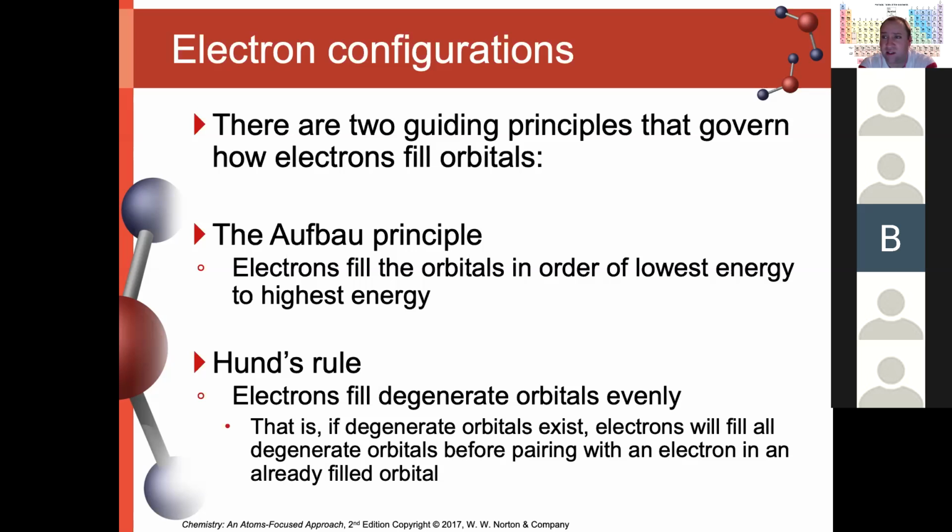But the idea is this: we fill up orbitals from lowest energy to highest energy. So every sublevel that we use, every sublevel that gets filled, we start with the lowest energy sublevels and we build up to the highest energy sublevels. And usually that means that we start at the lowest energy level and work our way up to the higher energy levels.